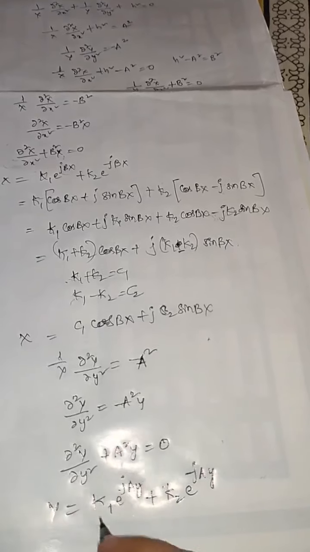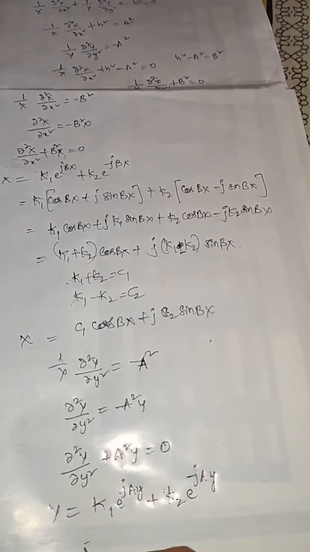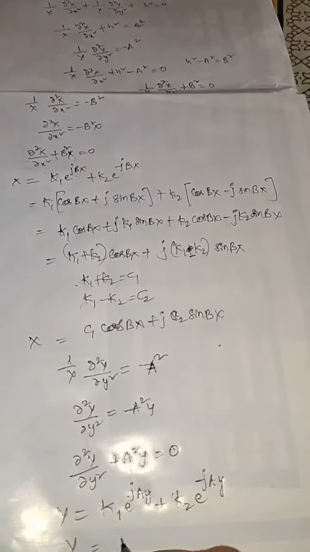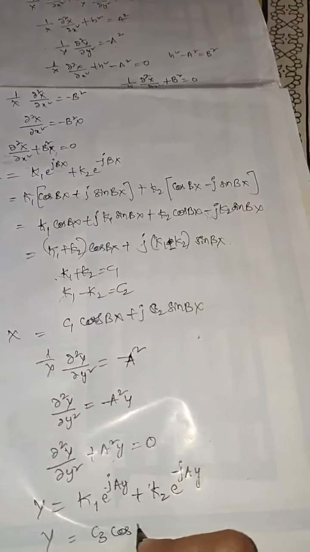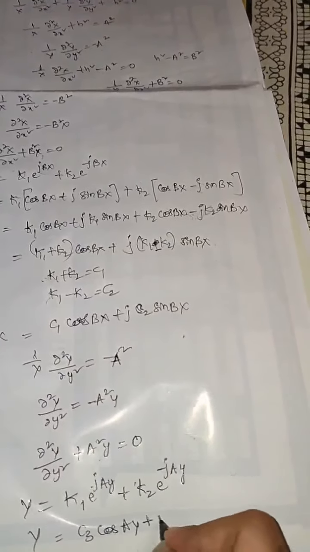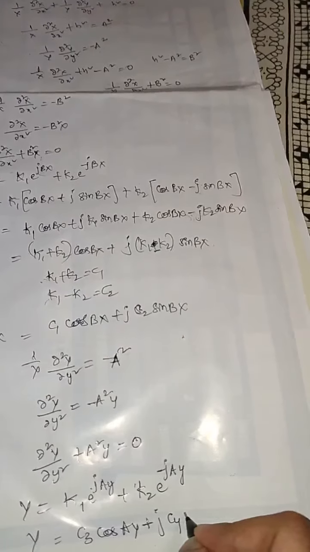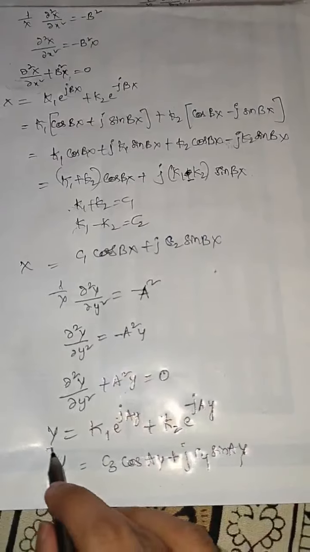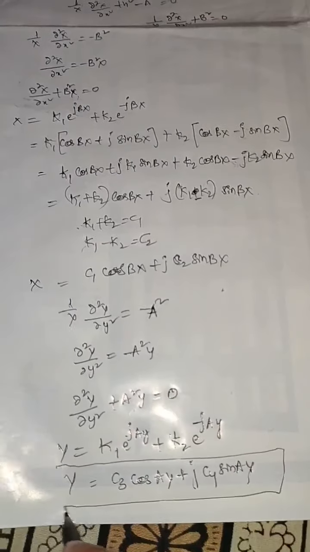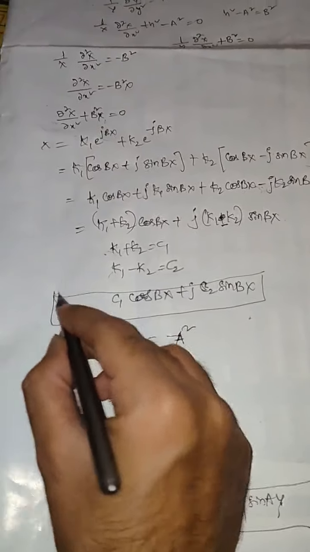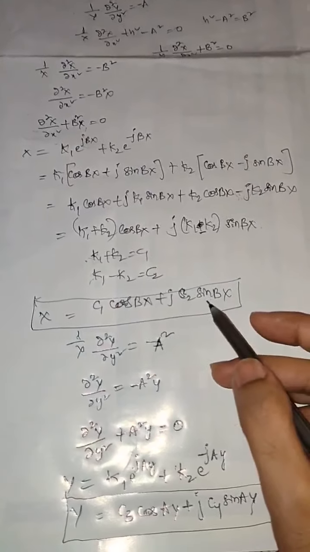This can be written directly as the solution in terms of c: y is equal to c3 cos ay plus j c4 sin ay. Okay, so this is the equation of y, and this is the equation of x. By using these two equations, we want to derive the Hz equation.